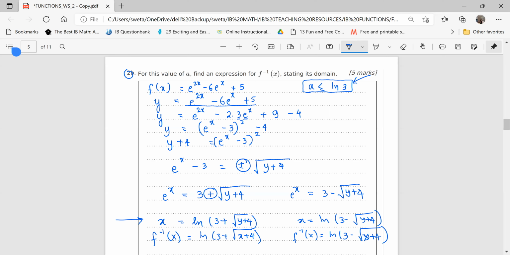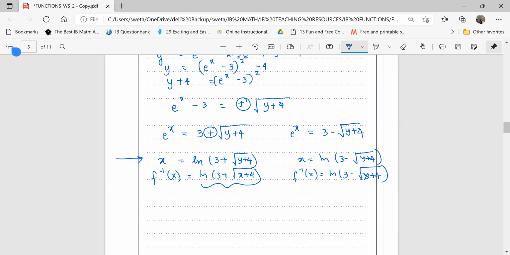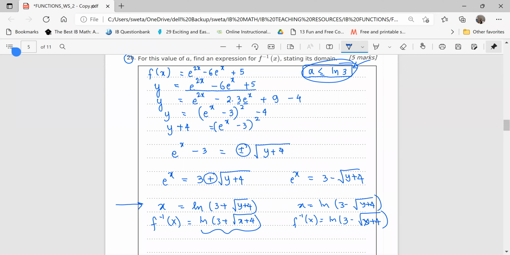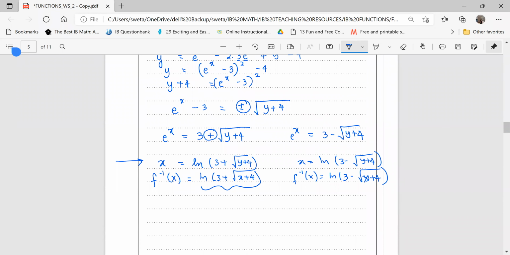Now, if I take plus, then I am saying that my range is ln of 3 plus something, which is bigger than ln 3, right? But that should not be, because the range of the inverse function is less than or equal to ln 3. So I cannot take this, because anything added to 3 will make the range more than ln 3. However, anything subtracted from 3 will keep the range less than or equal to ln 3. So this has to be discarded. Okay, this is not applicable. And this is our inverse function.